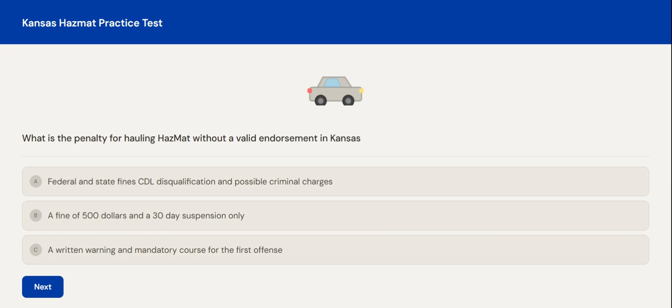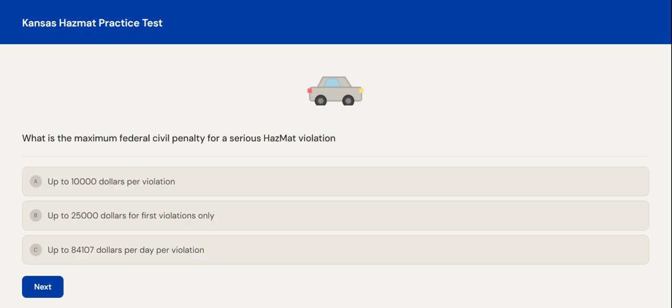Next question. What is the penalty for hauling hazmat without a valid endorsement in Kansas? Fines, CDL disqualification, and possible criminal charges. Hauling hazmat without the H is a major violation that will result in an immediate shutdown.